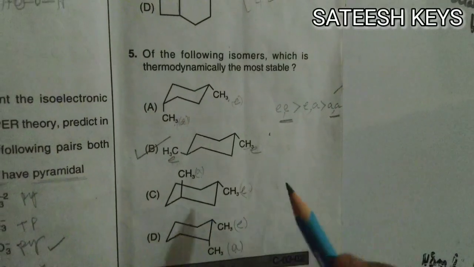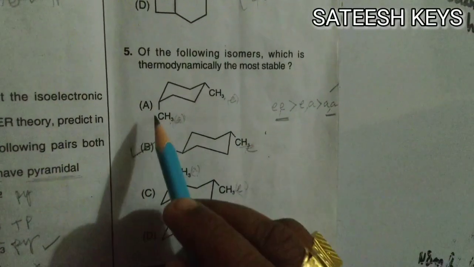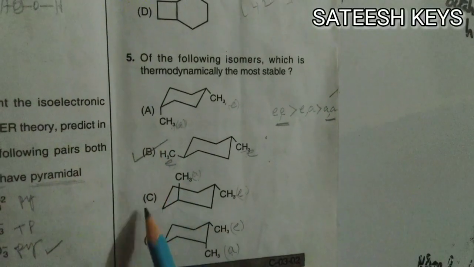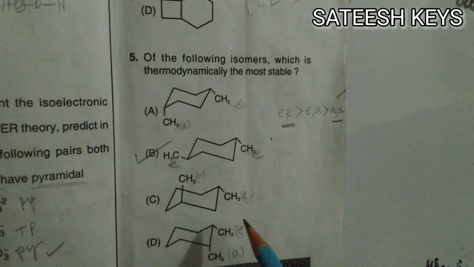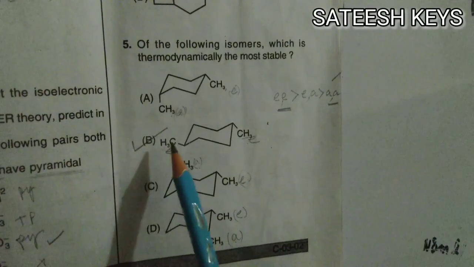cyclohexane compound. So this is more stable. In the remaining ones, A, C, D have 1,3 diaxial interactions, which destabilize the molecule. So B is the right answer.